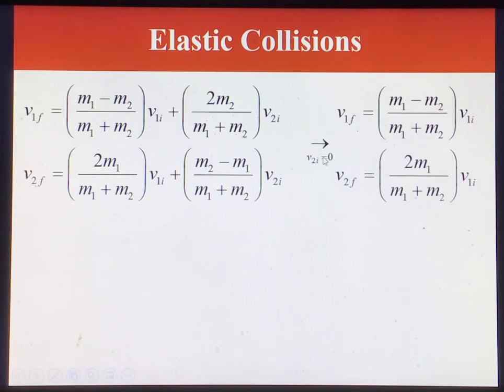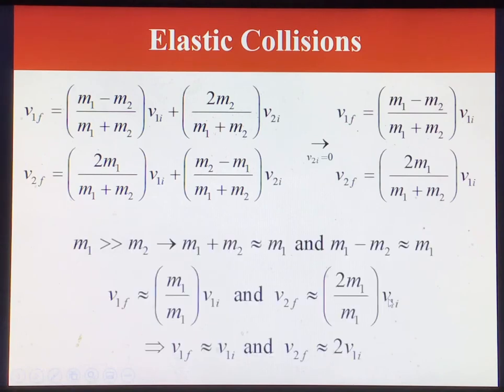So if V2 initial is equal to 0, then I can write my V1 final as that, and my V2 final as this quantity right here. All right. So these are some simplifications here. We don't really need to focus on this, but these are just some approximations. So I will not really focus on this right here. But this is just some additional simplifications that can be made with our equations.